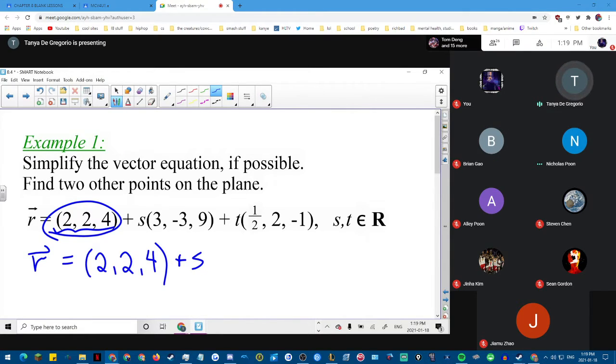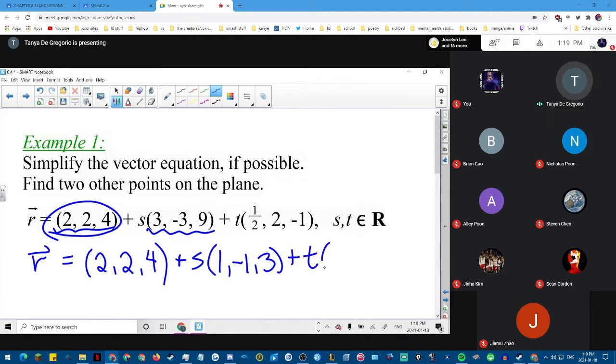Exactly. So that first position vector is what gets me onto that plane. And so I need that magnitude to remain the same. So I can't reduce that. However, the direction vectors I can. So I can reduce this one, as Brian said, plus T. And I can also reduce the second one.